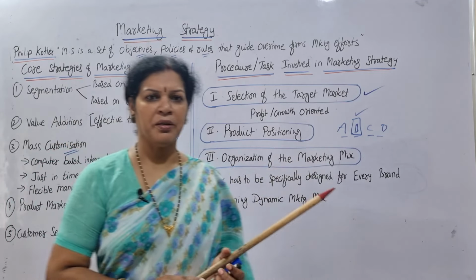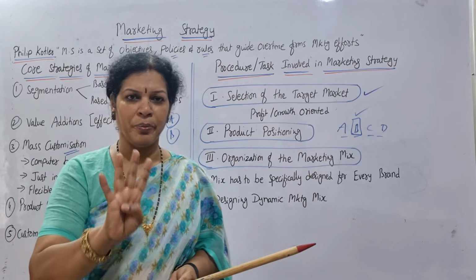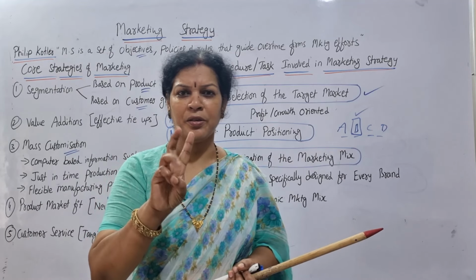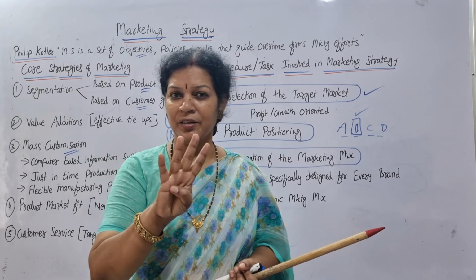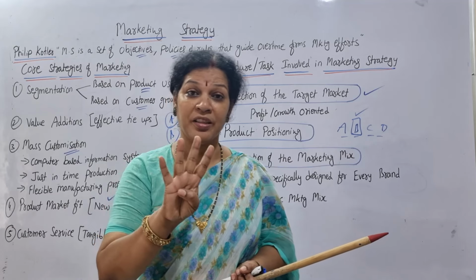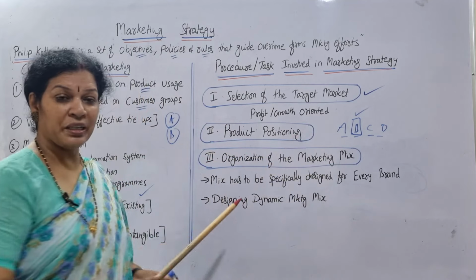Marketing mix, do you remember? 4 P's. Extended P's, ignore it. 4 P's, you just remember it. What are the 4 P's? Product, price, place and promotion. Product, price, place, promotion. These 4 P's you have to focus on in the last stage, organization of the marketing mix.